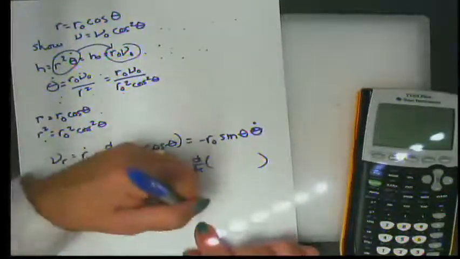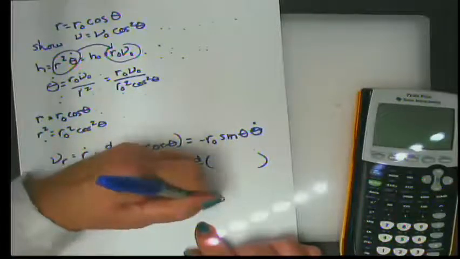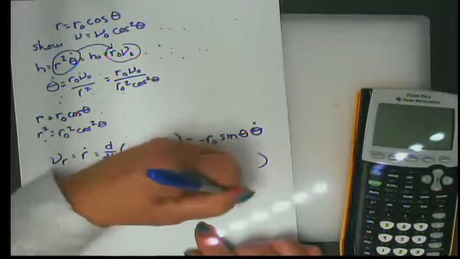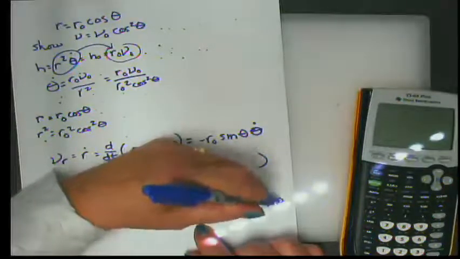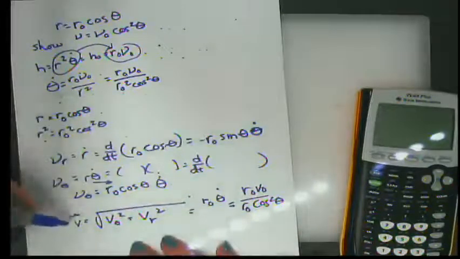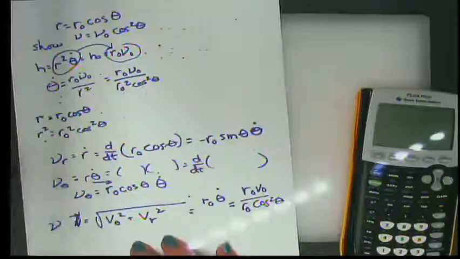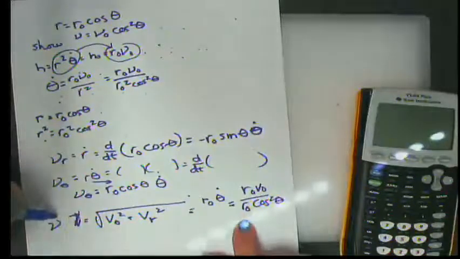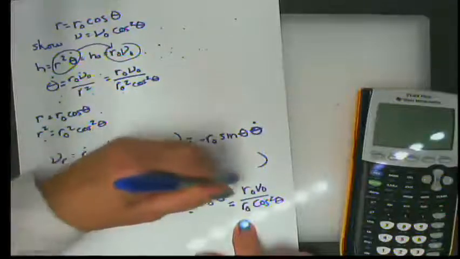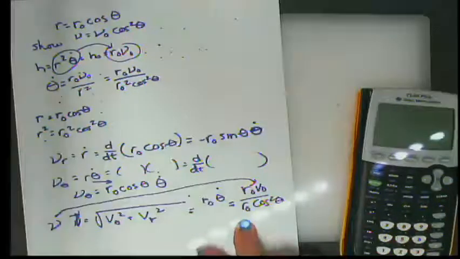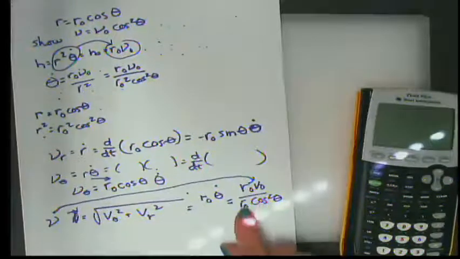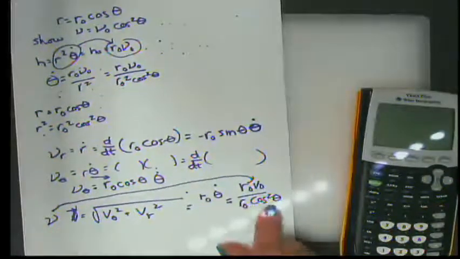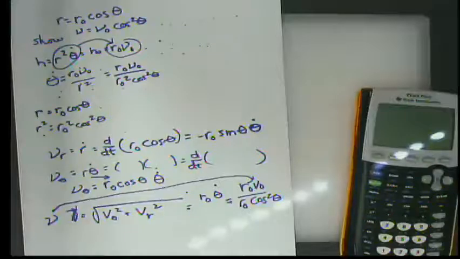In other words, this is going to come out to be r0 theta dot, which is r0 v0 over r0 cosine squared theta. I shouldn't put that velocity vector, it should just be like that. If you take this, set it equal to this, and then pull out the v0, which you can find is this over this, then it's over that over the cosine of theta. So that's just a substitution.